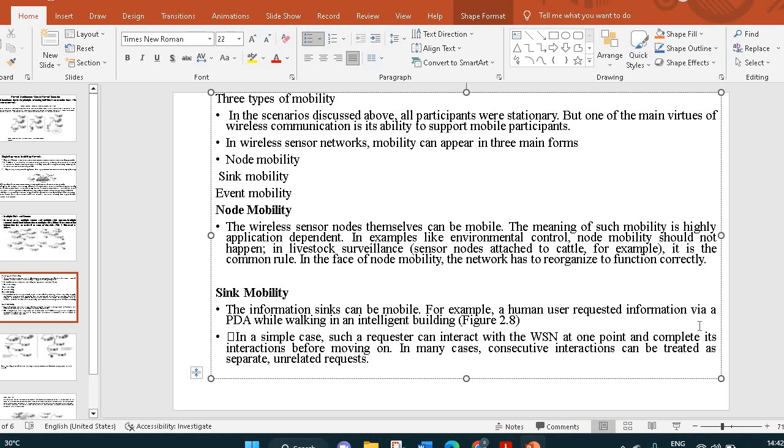For example, a human user requests information via a PDA while walking in an intelligent building. In a simple case, such a requester can interact with the WSN at one point and complete its interaction before moving on. In many cases, consecutive interactions can be treated as separate, unrelated requests.